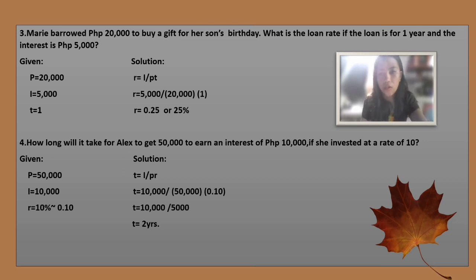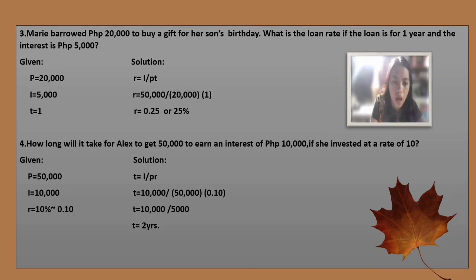In the solution, since R is unknown, the formula that we are going to use is R equals I divided by P times T. So 5,000 divided by 20,000 times 1 equals 0.25 or 25%.